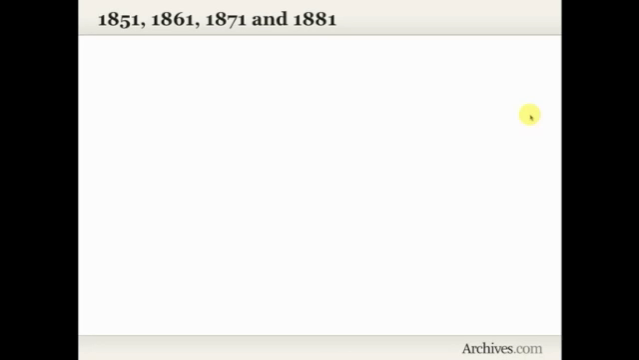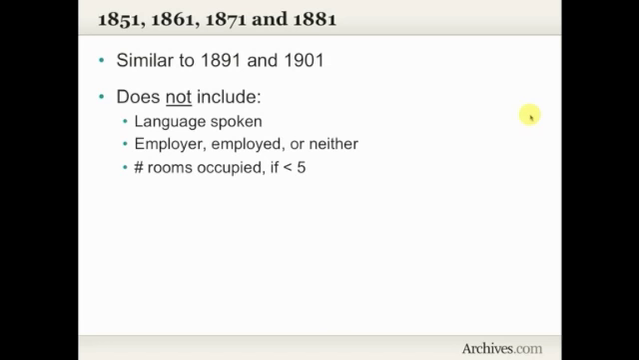Now let's move back a little bit to some of the earlier censuses, 1851, 61, 71, and 81. Now these 4 censuses are very similar to what we just saw in 1891 and 1901. But there are 3 questions that are not included. We have lost the question about what language was spoken in Wales and Scotland. We lose the question about their employment status, whether they were an employer, employed, or neither. And we lose that quirky little question about the number of rooms occupied.